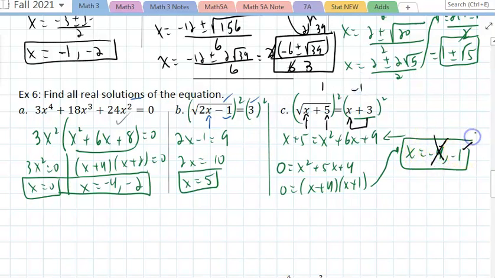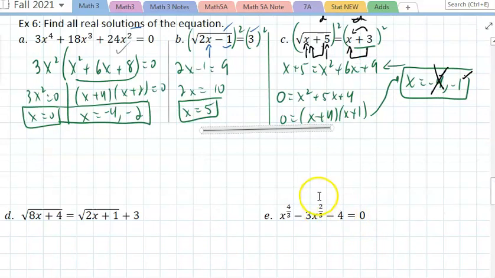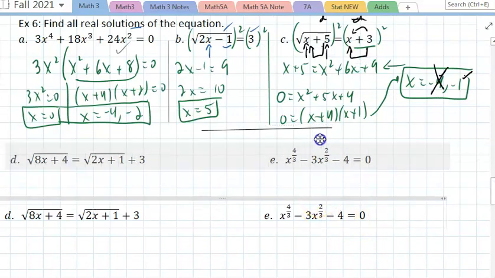If you try the negative 1, negative 1 plus 5 is a 4. Square root of 4 is a 2. Negative 1 plus 3 is a 2. That one checks. So that's the only answer we have. Sometimes they both work, sometimes only one of them works, and sometimes none of them work. A couple more examples.